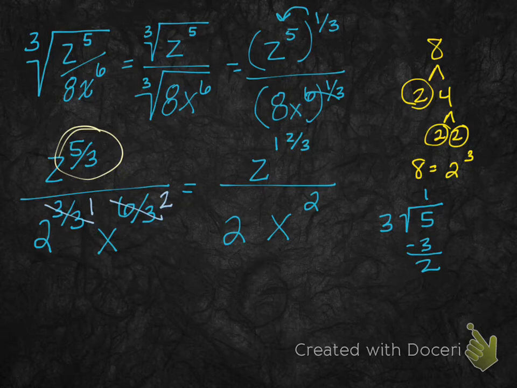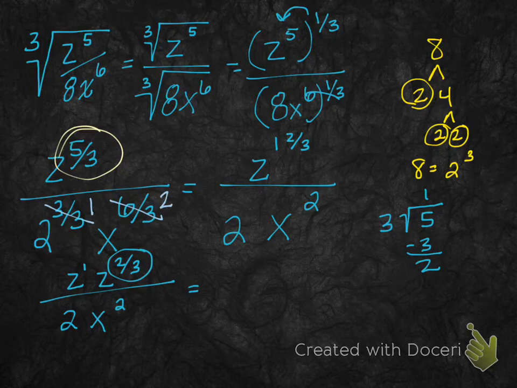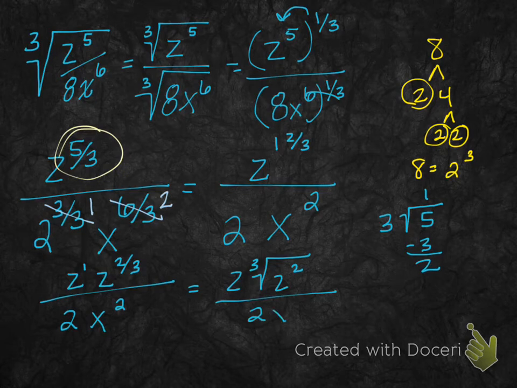Alright, doing that allows me to rewrite that. That's 1 2/3, which represents an addition sign. So that's z to the 1st times z to the 2/3, over 2x squared. If I rewrite this, since it's no longer an improper fraction, I know I've completed that: z times the cubed root of z squared over 2x squared. Okay, so that's one way of dealing with this improper fraction that I had.